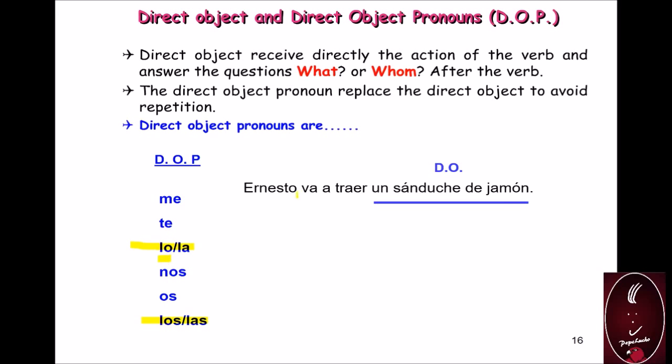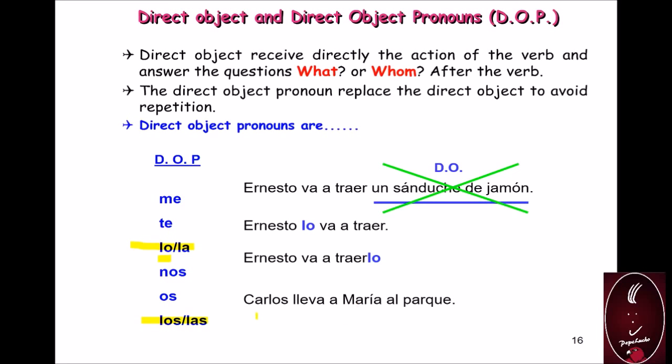My first option is before the conjugated verb. Ernesto lo va a traer. I replace my direct object. My second option is to attach it at the end of the infinitive form of the verb. Those are the two placements of the direct object pronoun in Spanish.